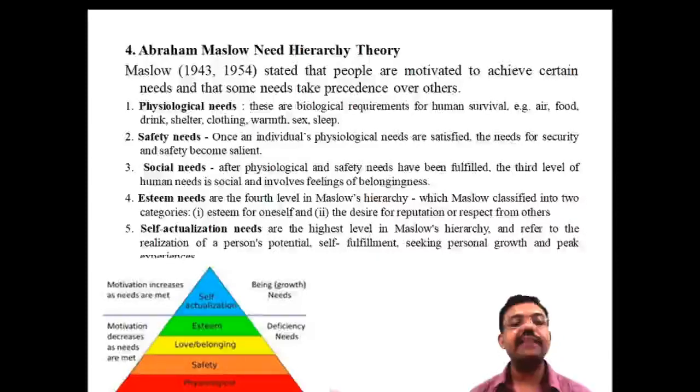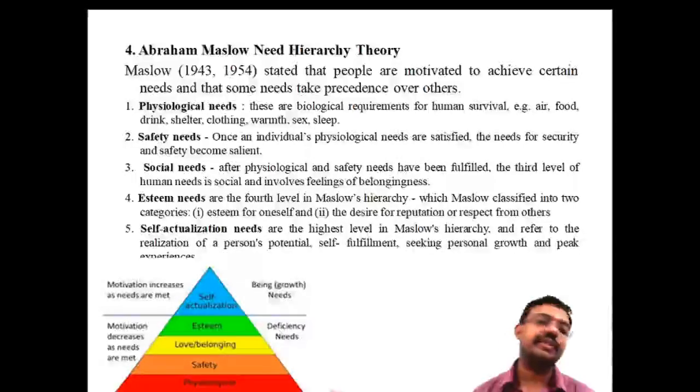And the last one, after that, is the last stage, the self-actualization need. Self-actualization means maximum growth, being a growth. It is the highest level of Maslow's need hierarchy theory, and refers to the realization of personal potential, self-fulfillment, seeking personal growth, giving importance to individuals. As individuals, we try most to realize our individual potential in self-actualization. So that is the fifth one, self-actualization needs.